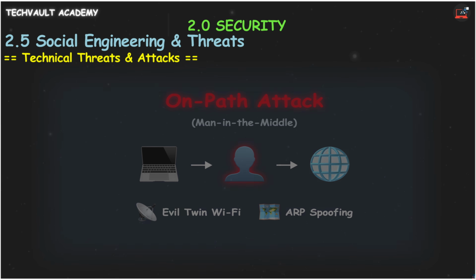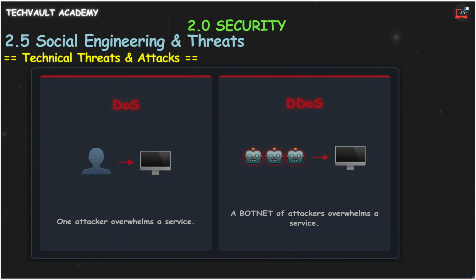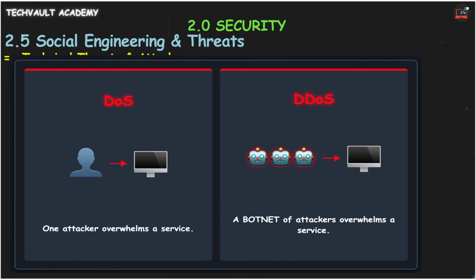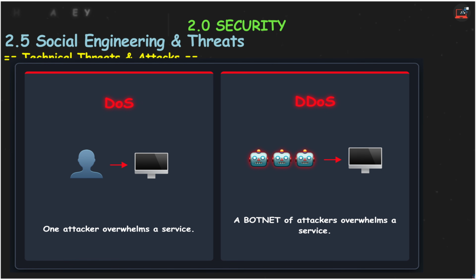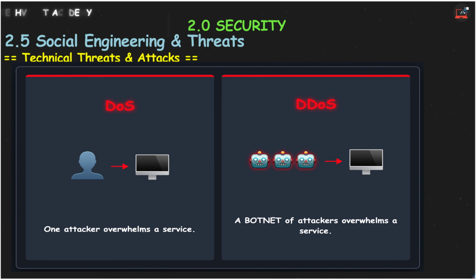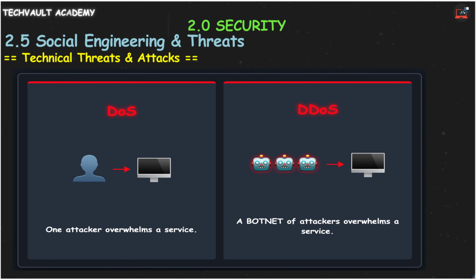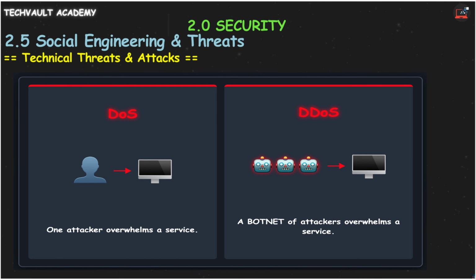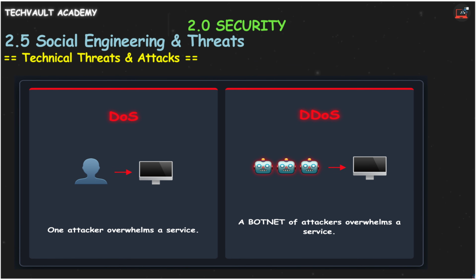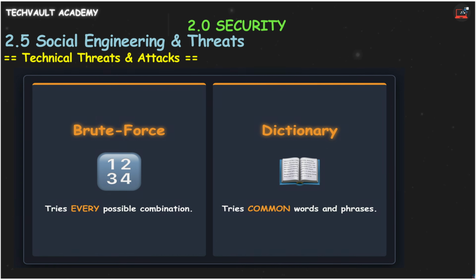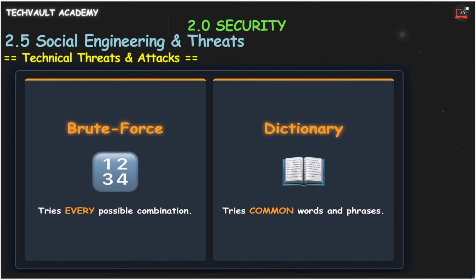Then there are attacks on services. A denial of service attack, or DoS, makes a service unavailable, either by overwhelming it or exploiting a flaw. When this is done using a massive botnet of millions of infected computers, it's a distributed denial of service attack, or DDoS. To get your password, attackers might use a brute force attack, trying every possible combination, or a dictionary attack, which uses common words and phrases.